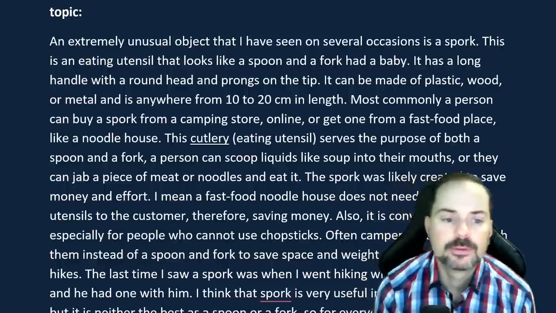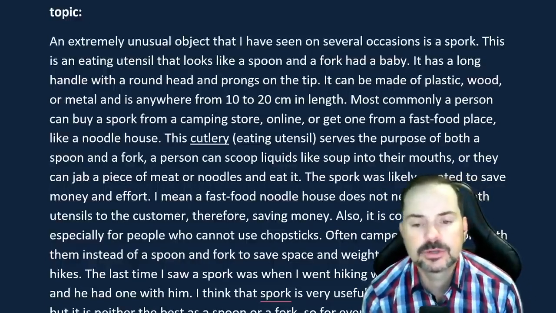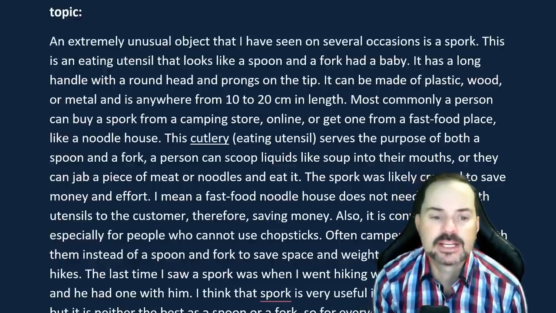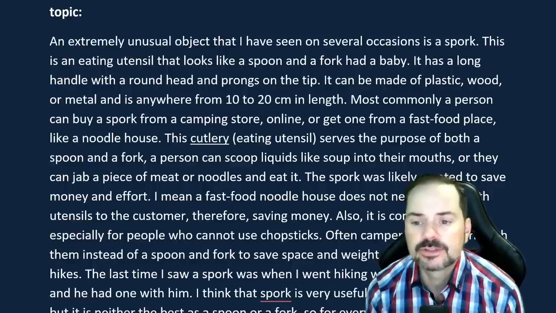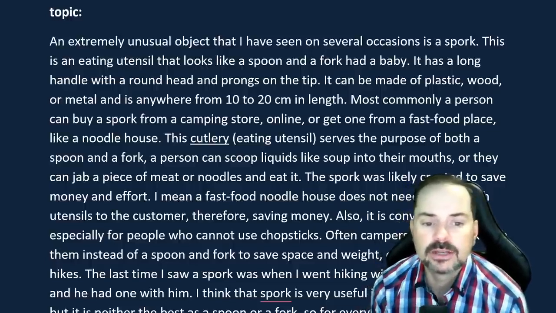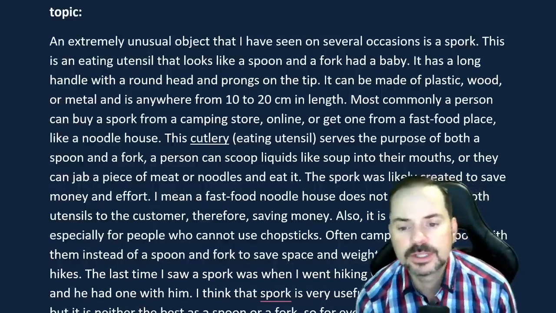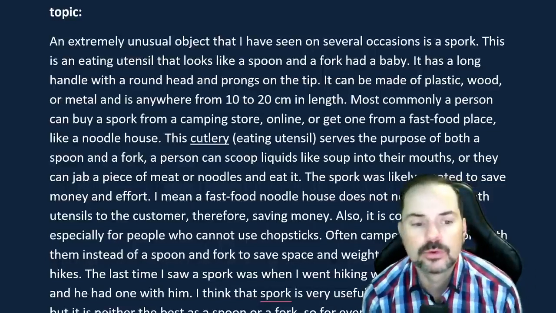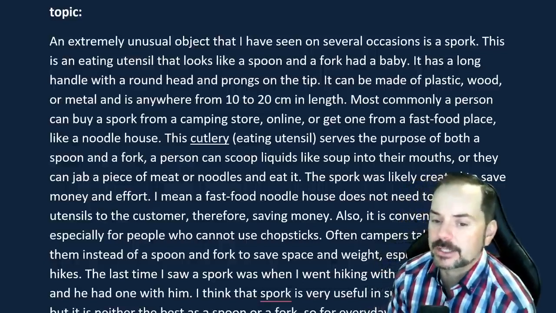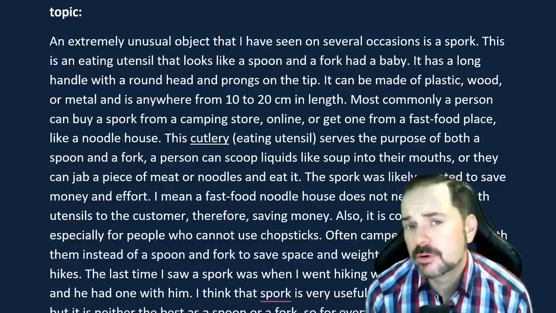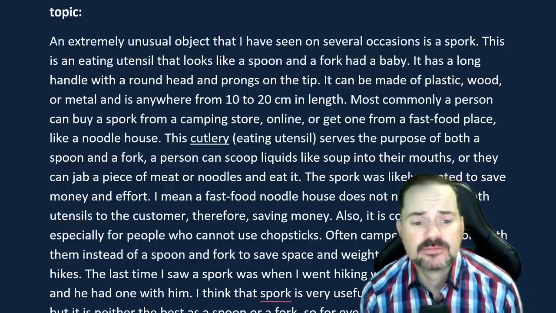Most commonly, a person can buy a spork from a camping store, online, or get one from a fast food place like a noodle house. This cutlery serves the purpose of both a spoon and a fork. A person can scoop liquids like soup into their mouths, or they can jab a piece of meat or noodles and eat it. The spork was likely created to save money and effort.